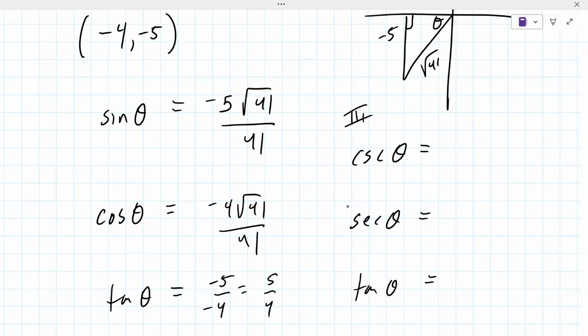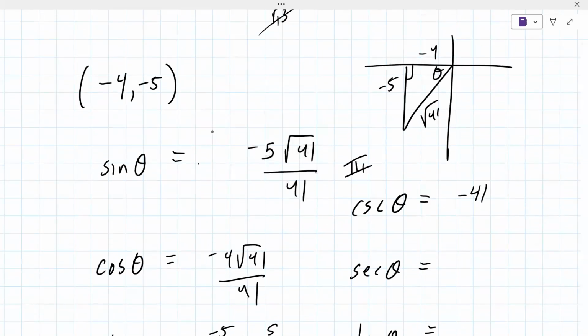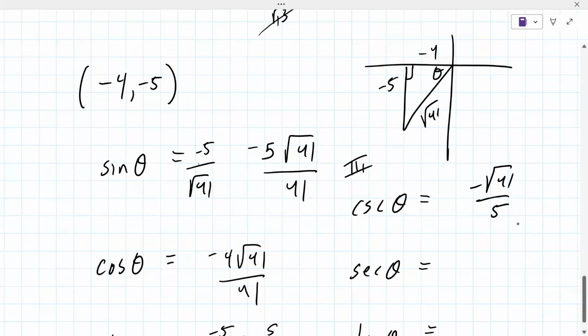Would it be -41 root 41 over 205? Remember it was better to use the intermediate answer. Sine of theta is really -5 over the square root of 41. And it's better to just take that, root 41 over -5. Yes, and that negative really should come up to the top. So if you can do that in one step, that's better. Yes, so that's why you've got to keep those intermediate.